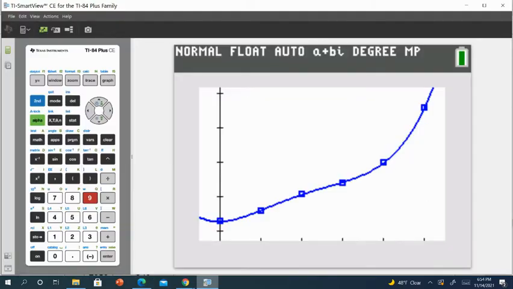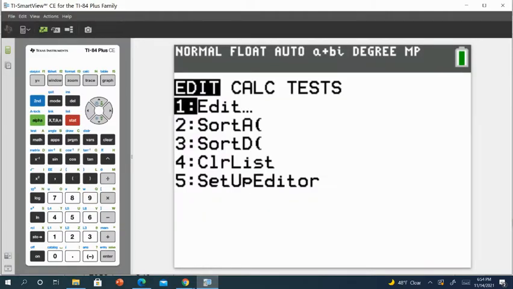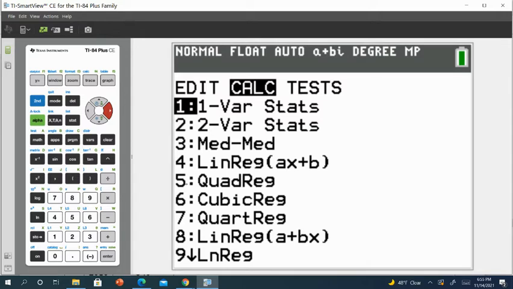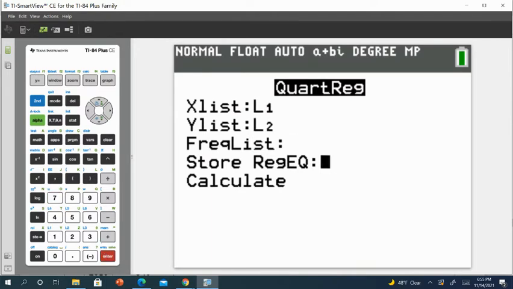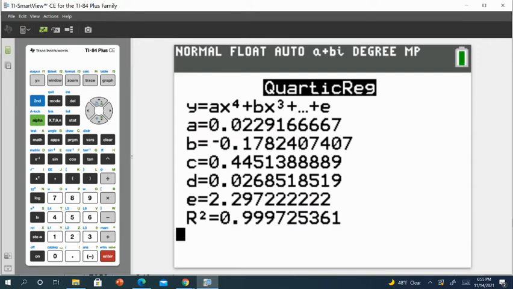So I'm going to go back to stats, calc, quartic was number 7. Enter, enter, enter, alpha trace, enter, enter, enter, and there's my equation.